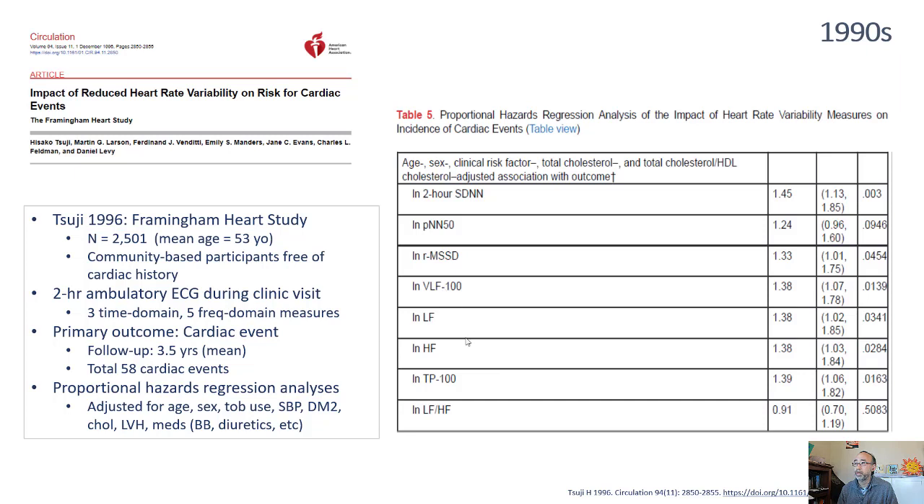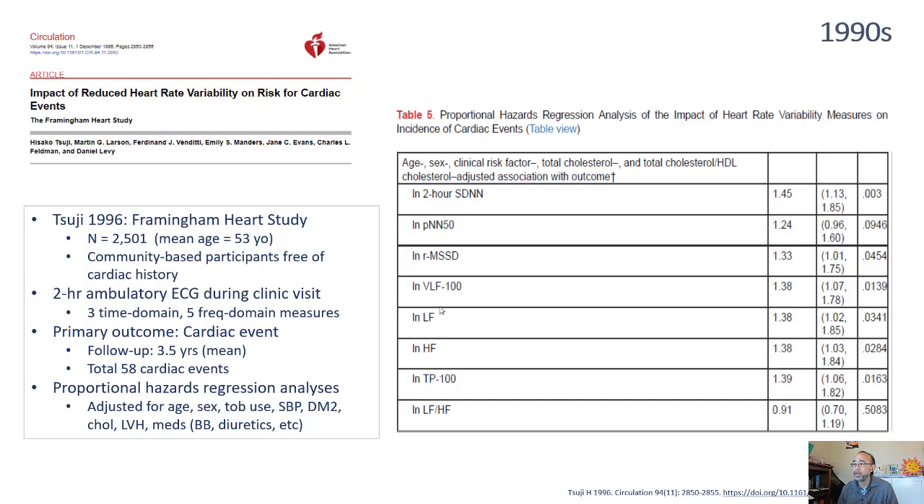This is the table that came from that study. And there are 2 things that I want you to notice. First, the heart rate variability is presented in logarithmic form, and the reason they did that was because the heart rate variability data itself was skewed. Logarithm enabled it to be normalized and to be able to be applied in the statistical analysis.